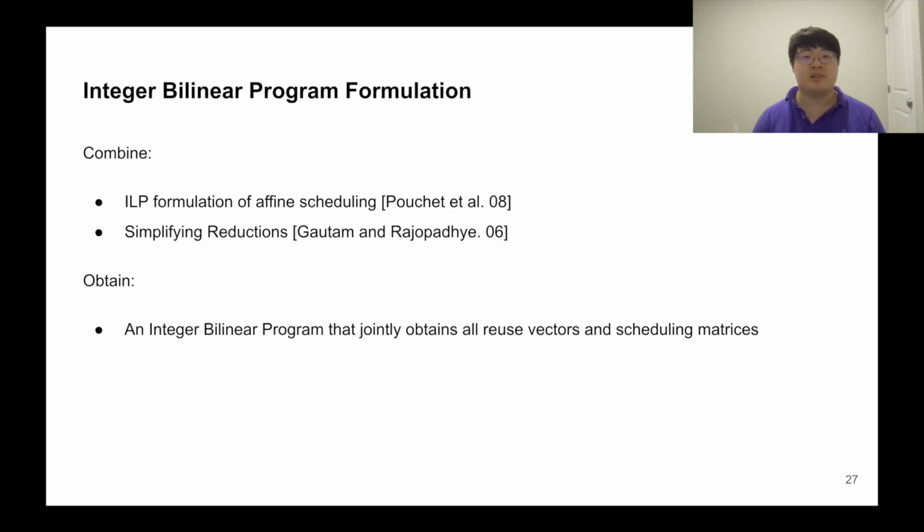We now formalize the simplifying dependent reductions problem. We will formulate it as an integer bilinear program. The idea is actually quite simple. We will combine the previous works on IOP scheduling and simplifying reductions to obtain a bilinear program that generally solves both the reuse vectors and the affine schedules.